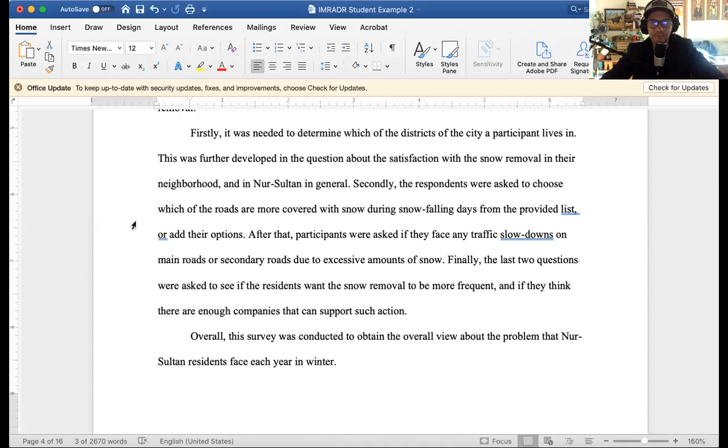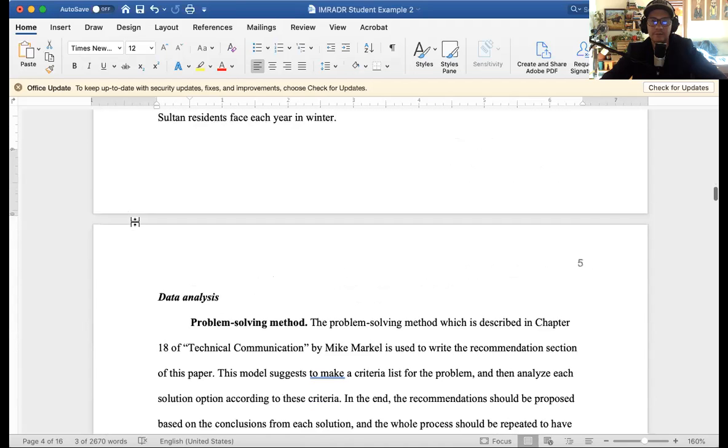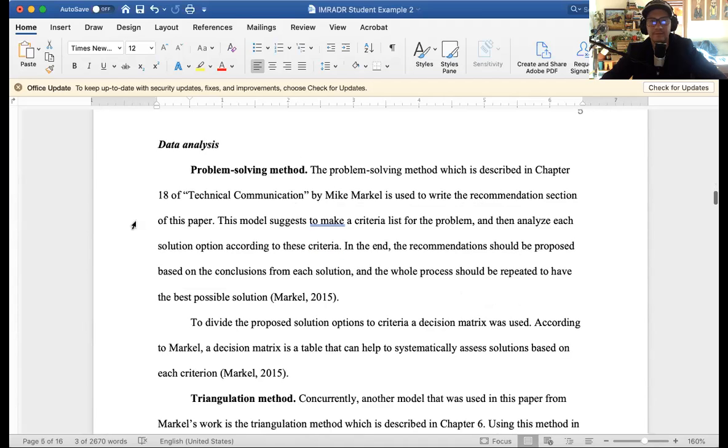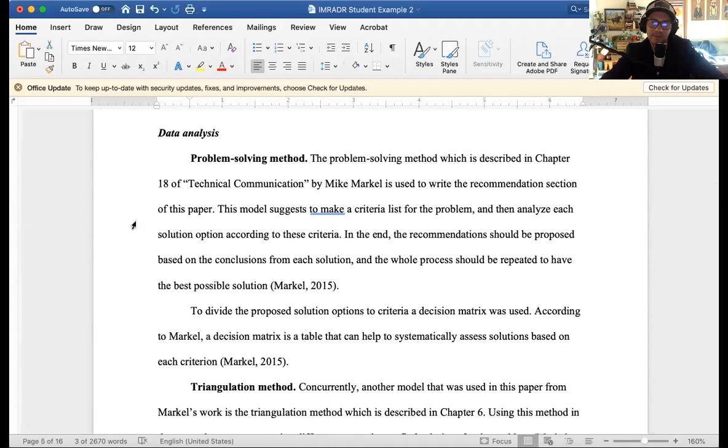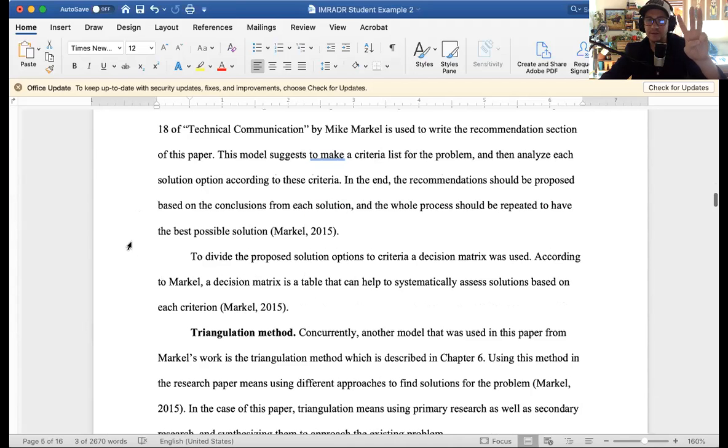The thing that I wanted to show you mainly is the data analysis section, because this is what's going to be required this weekend. So if it hasn't already been clear to you, there are certain methodologies that we are required to use for this assignment. Three of them are the problem-solving model. Within that is the decision matrix, and connected to those is the triangulation of data.